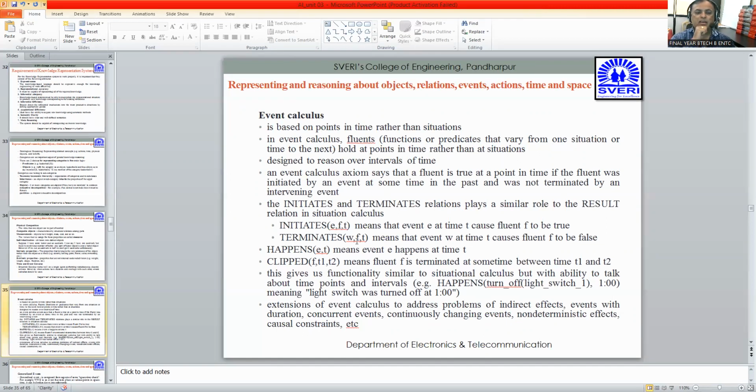Now how this event calculus actually works out, we'll see a little bit. So there are some parameters that come under event calculus also. It is based on points in time rather than situations.